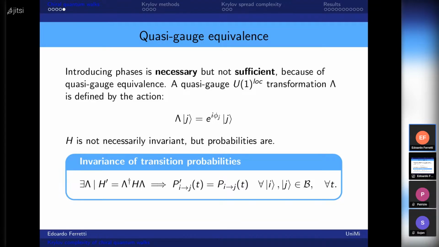This means that even though we add some complex phases, if the Hamiltonian we end up with is still related to a real one, then we will have achieved nothing. The transport probabilities are still equal to the ones of the real symmetric Hamiltonian.